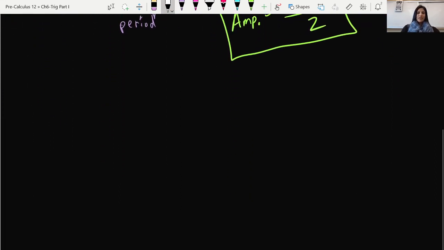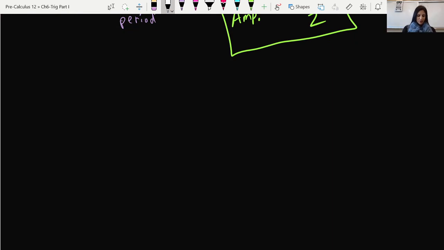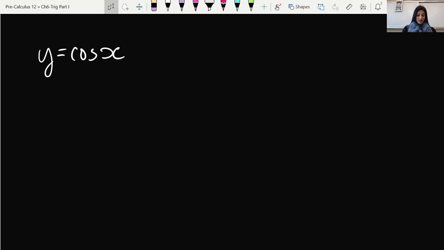Okay, so now that we've done that, let's do the same thing but with the cosine graph. So let's say we have y equals cosine x, and I'll keep it consistent and do x instead of theta, just because that's what we did for the last one. So maybe what is helpful in the cosine graph is to do the same sort of thing.